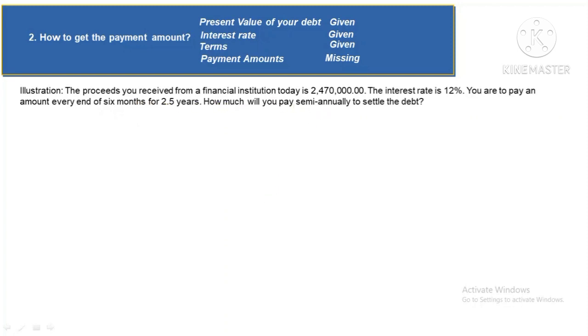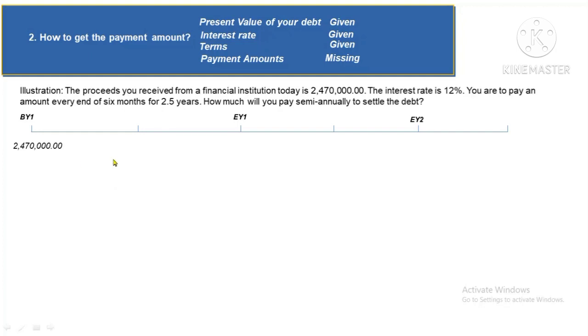So to analyze this, we can use a timeline. However, let me be clear that this timeline cannot find the amount that we are looking for. So we are only going to use this timeline for two purposes. One is to understand the problem further, and number two, later, we're going to use this for checking purposes. So in here, based on the problem, you are going to recognize the present value of liability of 2,470,000, and you should remember that the proceeds that you have received is actually the present value of your liability today.